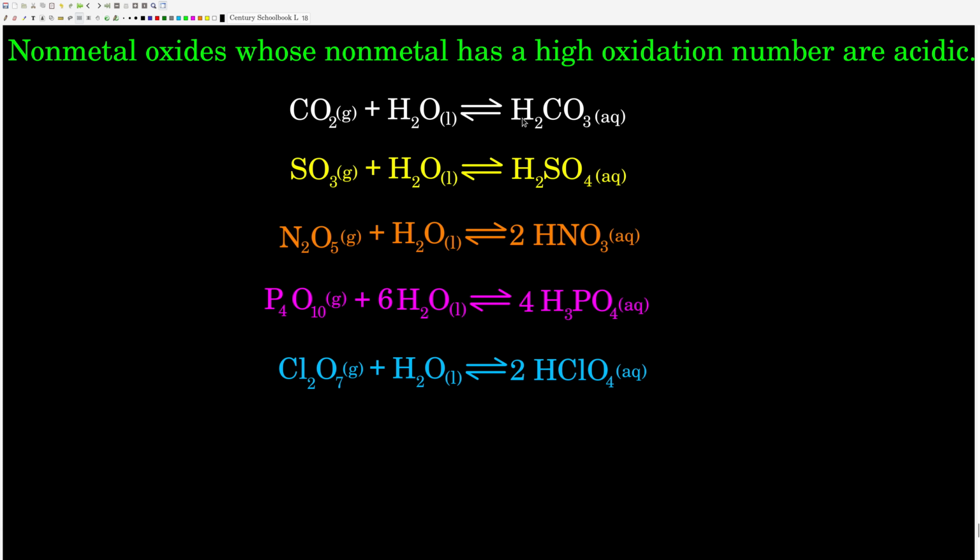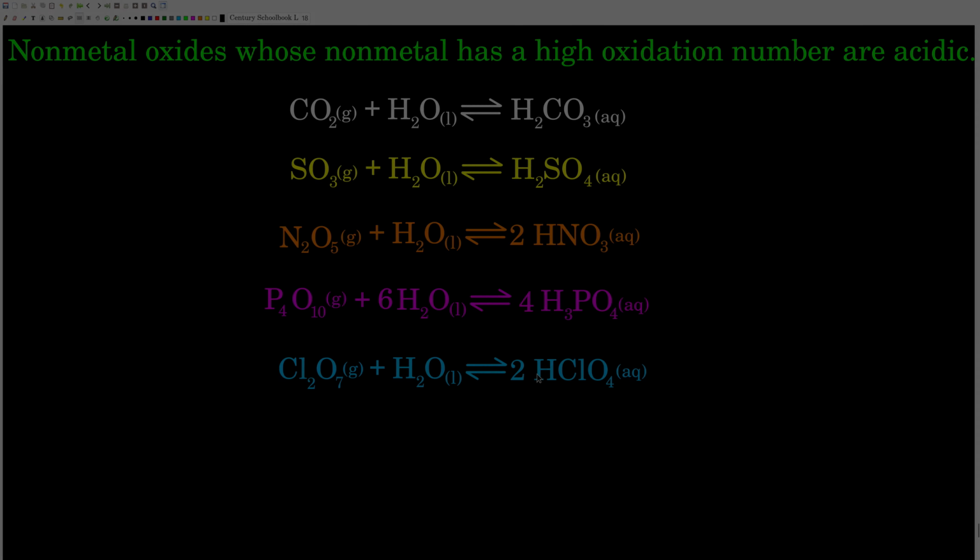There's other things that go on with this. It dissociates, making carbon dioxide and water. It goes back the other way, but it does affect the acidity. Sulfur trioxide reacts with water, makes sulfuric acid. Acid rain, right? That's acid rain right there. Dinitrogen pentoxide reacts with water, makes nitric acid. Tetraphosphorus decaoxide reacts with water, makes phosphoric acid. And dichlorine heptoxide reacts with water, makes perchloric acid. And that's all there is to that, guys.